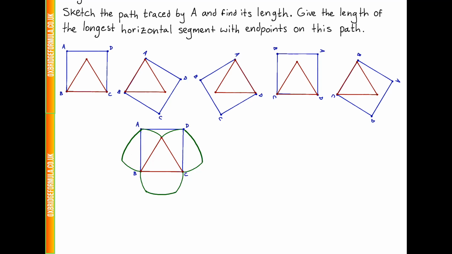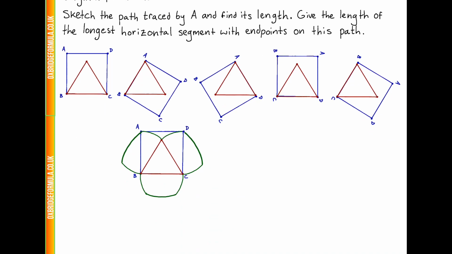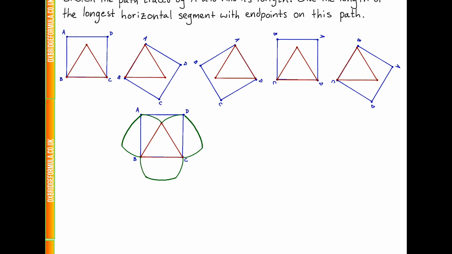What is the radius of the arcs in this diagram? For these short ones, the radius is the length AB. We're given in the question that this is x here. What about the long arcs? They have radius BD, the diagonal of the square.